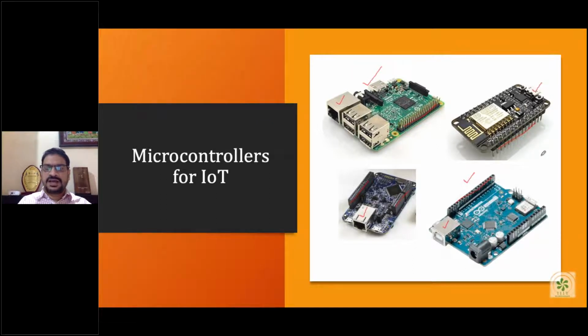In the Raspberry Pi and Node MCU, we have the facility of connecting these devices to the internet. This Node MCU and ARM, we have to attach some communication module so that we can connect and communicate to the internet, as well as two or three devices can talk to each other.